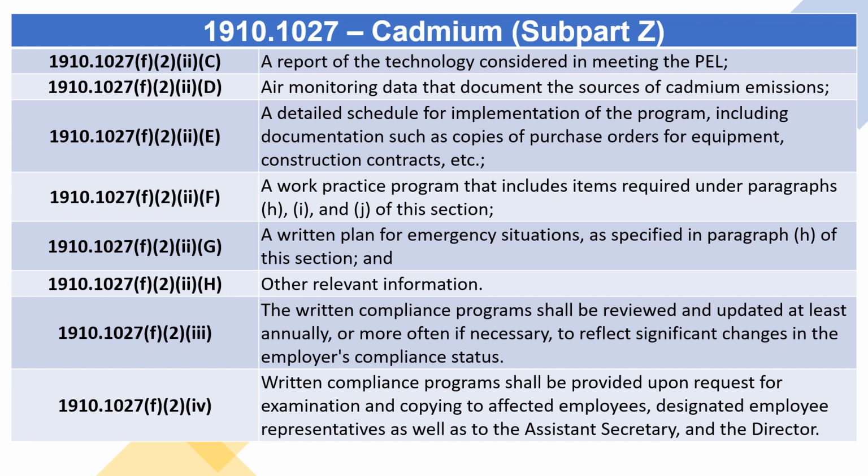1910.1027(f)(2)(iii) The written compliance programs shall be reviewed and updated at least annually, or more often if necessary, to reflect significant changes in the employer's compliance status. (f)(2)(iv) Written compliance programs shall be provided upon request for examination and copying to affected employees, designated employee representatives, as well as to the Assistant Secretary and the Director.